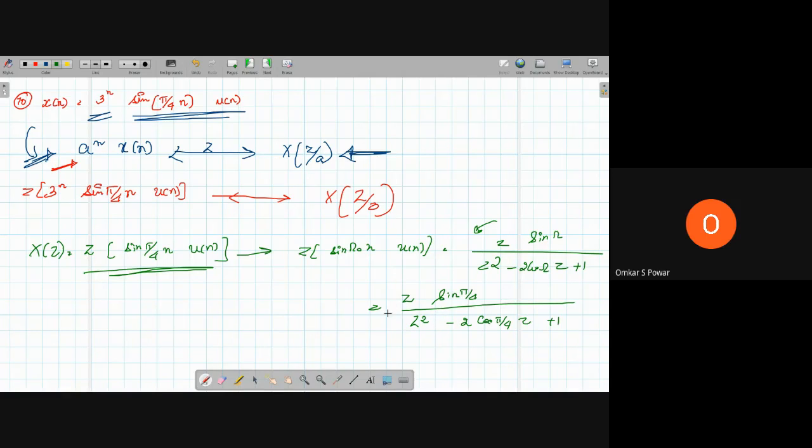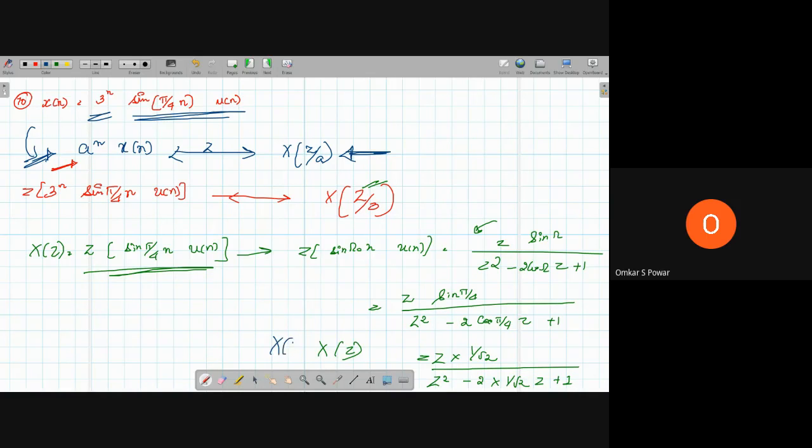So what is sine pi by 4? It is 1 by root 2. Cos pi by 4 is also 1 by root 2. So the answer: z into 1 by root 2 divided by z square minus 2 into 1 by root 2 into z plus 1. This is X of z. So what do we want? X of z by 3. So replace z by 3 in this equation and get the answer.